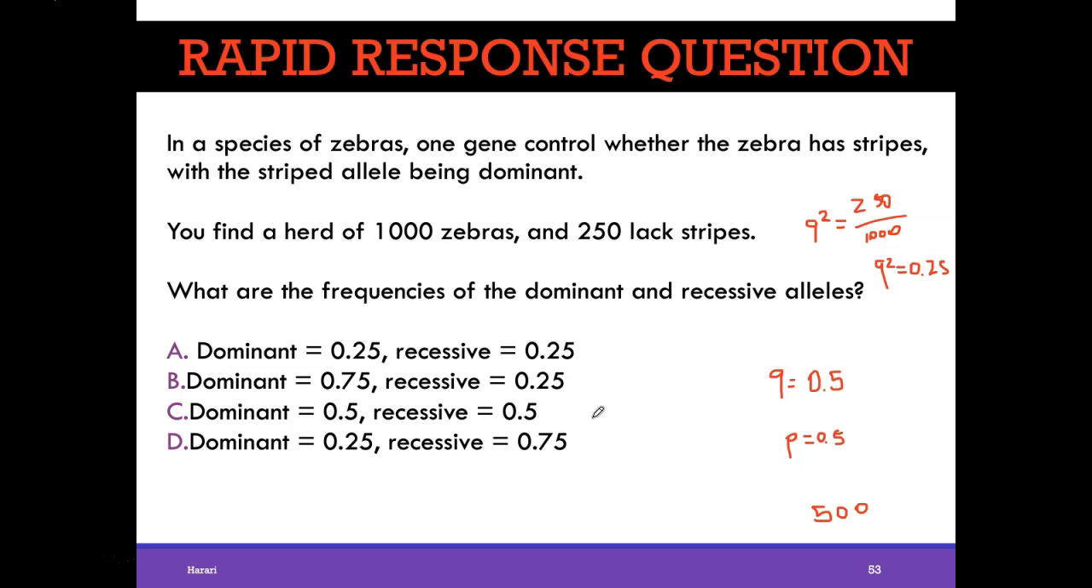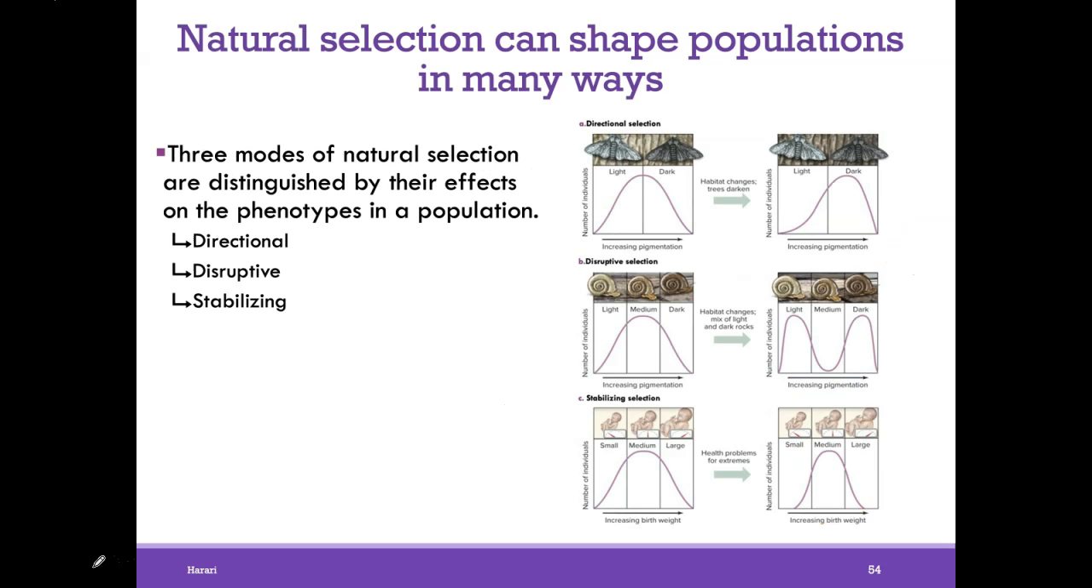So of all the mechanisms by which populations can evolve, natural selection is probably the most important. And we say that natural selection changes the genetic makeup of a population by favoring the alleles that contribute to reproductive success and selecting against those that do not. There are 3 modes of natural selection that are distinguished by their effects on the phenotypes in a population. So we're going to talk about directional, disruptive, and stabilizing selection.